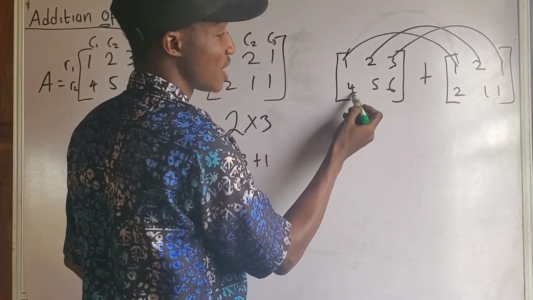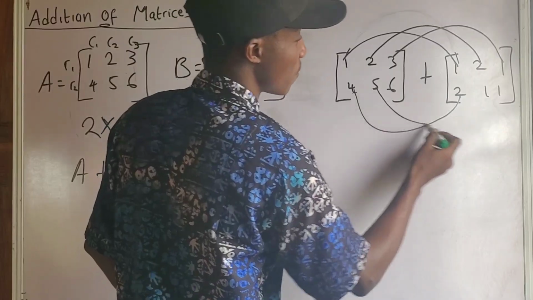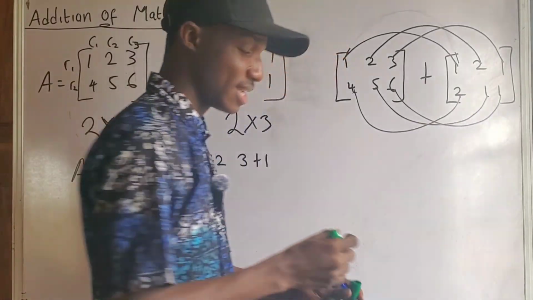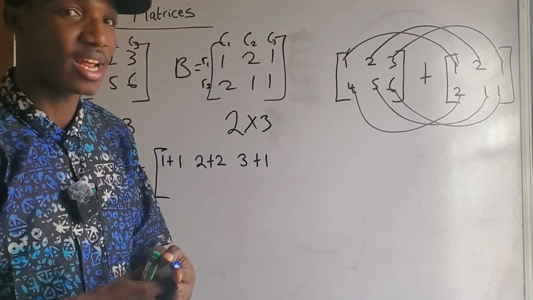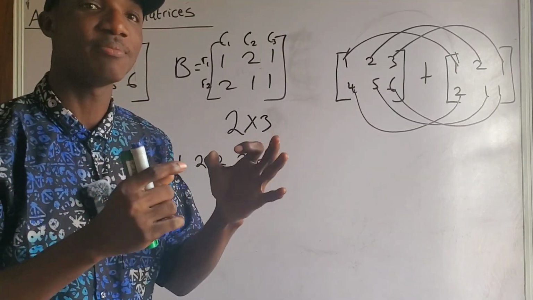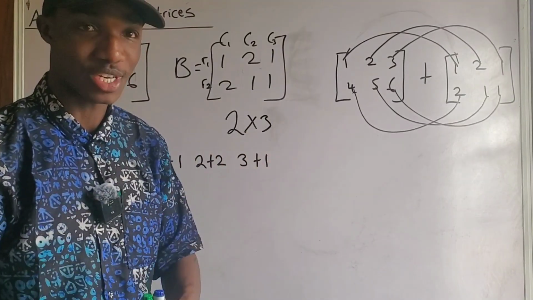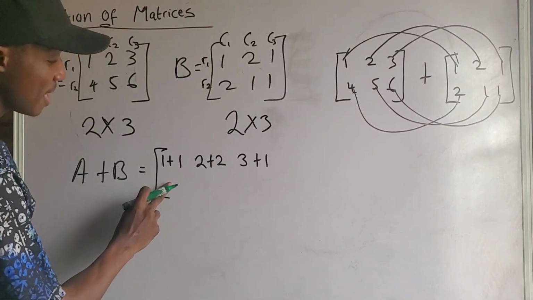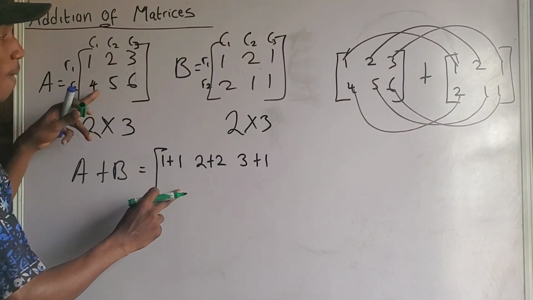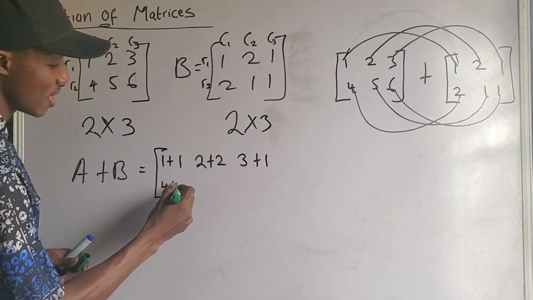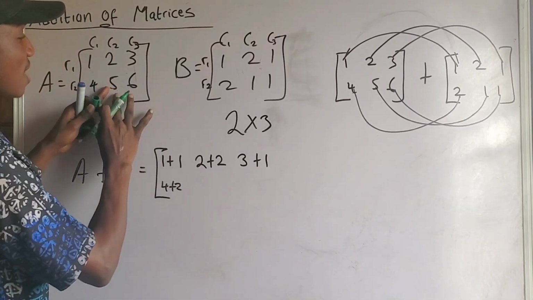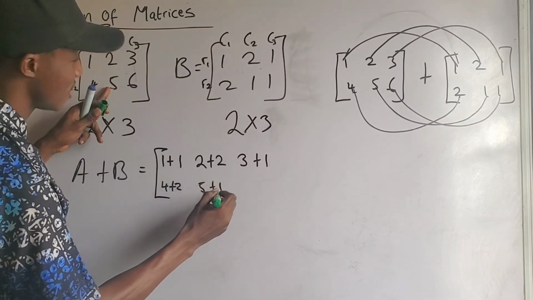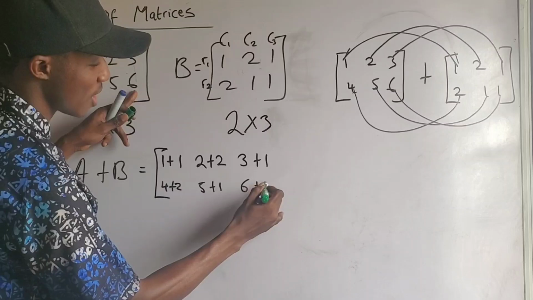And if you want to add this one as well, it will be 4 plus 2, 5 plus 1, and 6 plus 1. That means if you want to sum any matrices together, you just have to focus on the corresponding element of both matrices and then sum the numbers together. You understand? So for this, I'm going to have 3 plus 1. The next will be 4 plus 2, then 5 plus 1, and the next one is 6 plus 1.